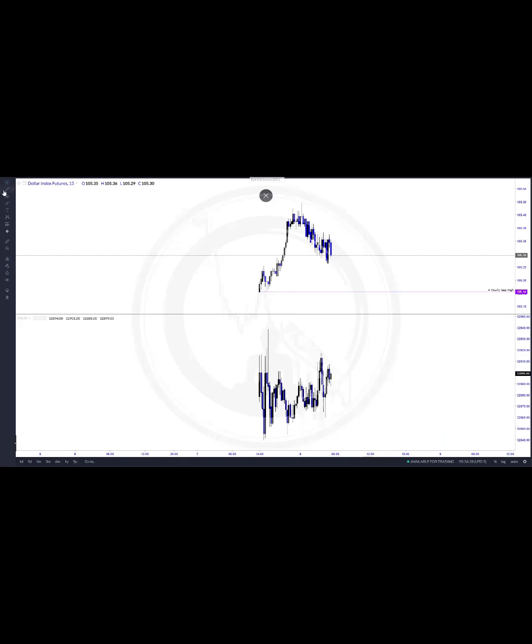What's the anticipation? What is it that we are looking for? So I have the dollar index on the upper side. I have US 30 on the downside. So what is it that I'm looking forward to?